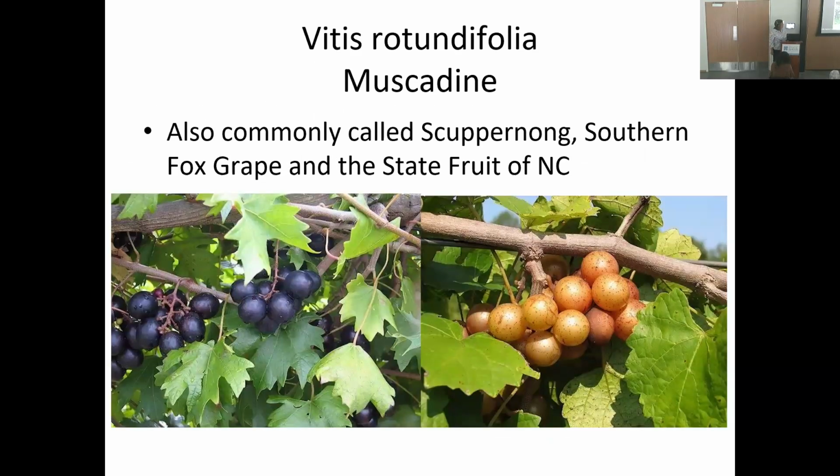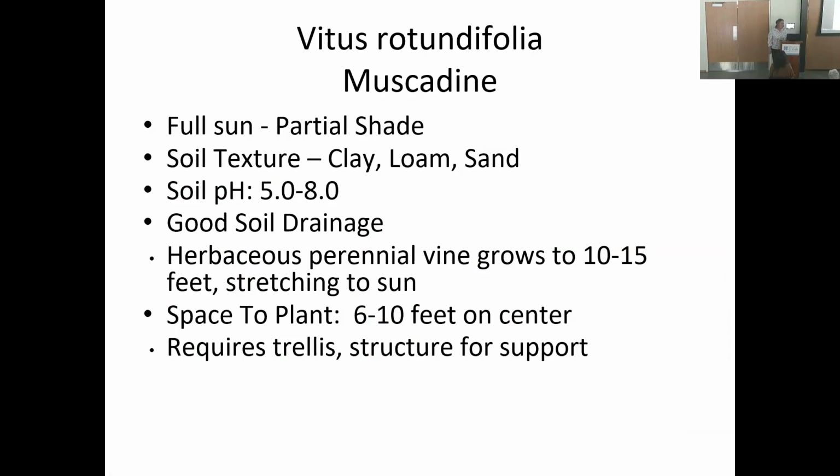Okay, and then my last plant I want to tell you about is Vitis rotundifolia, or muscadine. And people often call this scuppernong, the one that's gold. And actually, scuppernong is a cultivar or variety. It's an old variety of muscadine. It's also called the southern fox grape, and it is our state fruit. So we can be very proud of that.